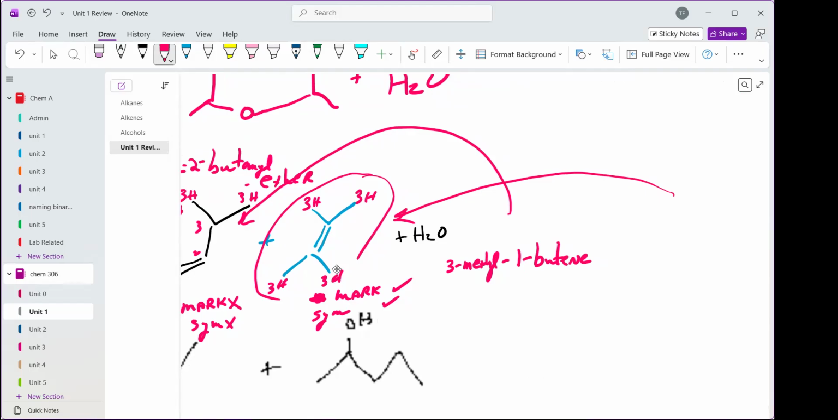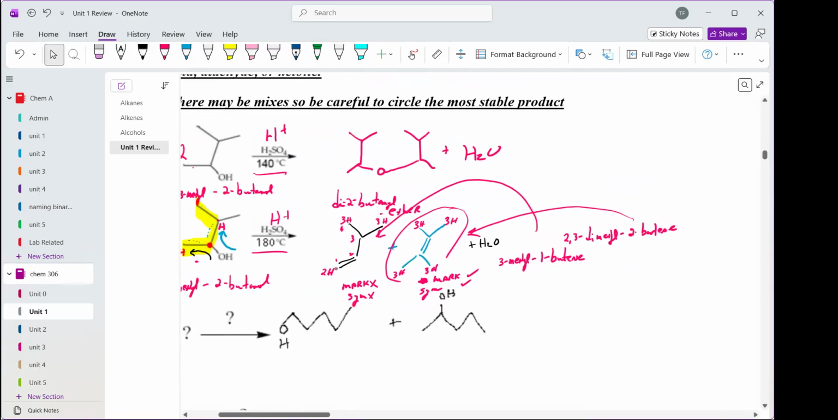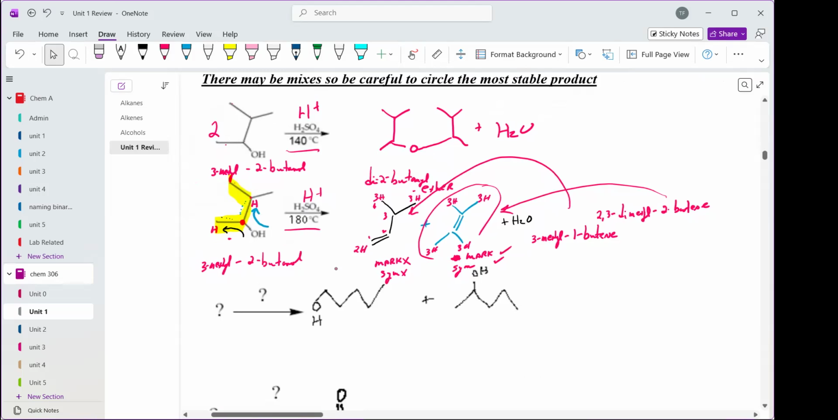This one's going to be 2-butene, with a methyl group at 2 and 3. So it's going to be 2,3-dimethyl-2-butene. So any questions about that?